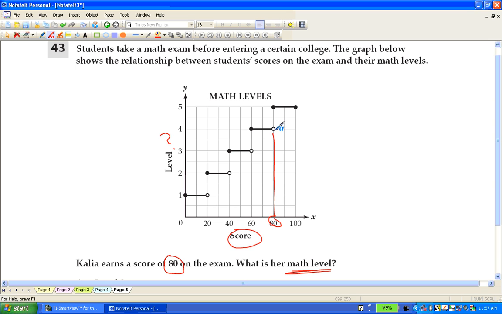That means the graph here between 60 and 79.9999999, her math level will be considered a 4. But as soon as she hits 80 on the exam, her math level bumps up to a 5 because this circle is filled in, meaning that the point 80 is included at this part of the graph where her math level is 5. So open circle means it does not exist at that point. Closed circle means that that number exists at that point. Alright, so her math level is a 5.